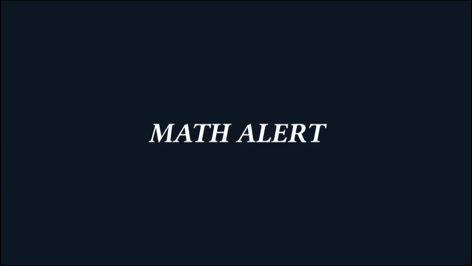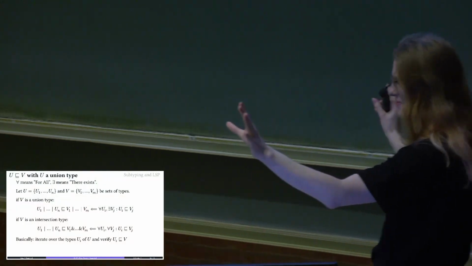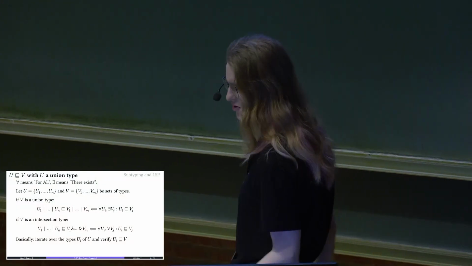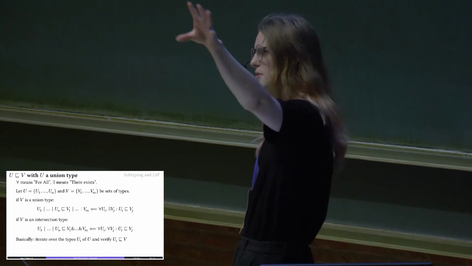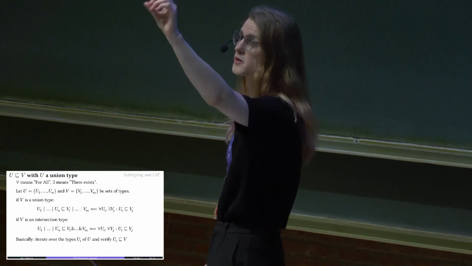Math alert. We're going to see a bit of math. Hope I don't traumatize you. This is formally what it is. So when we're talking that U is a union type, and the union type can contain only one single element.